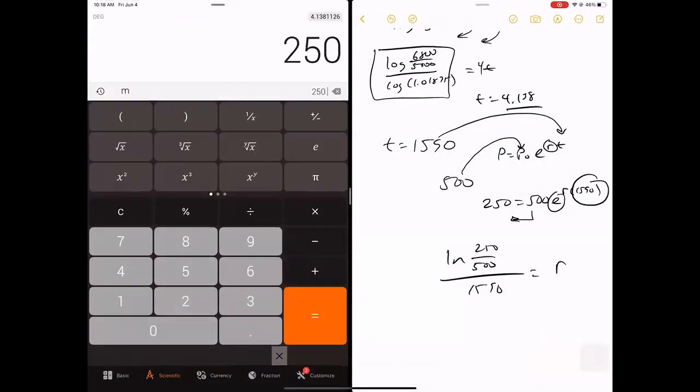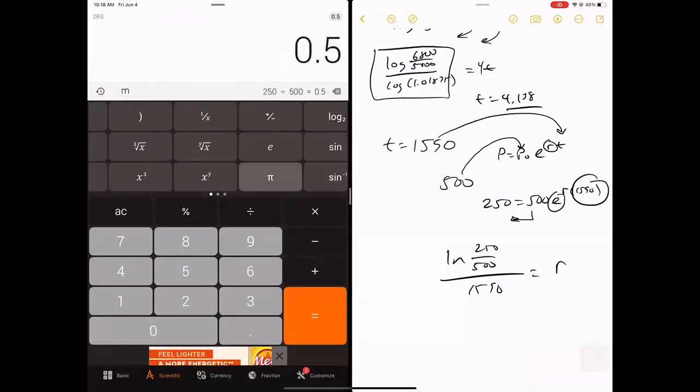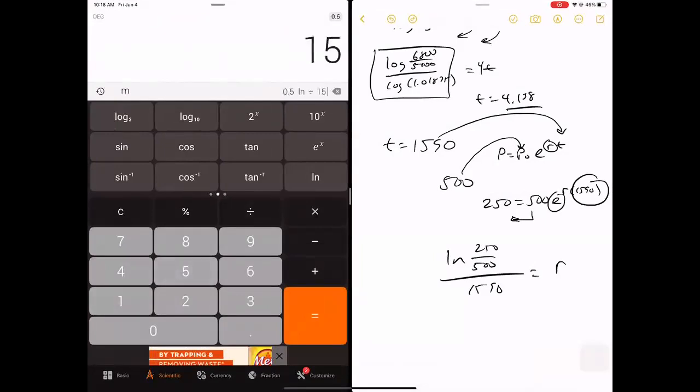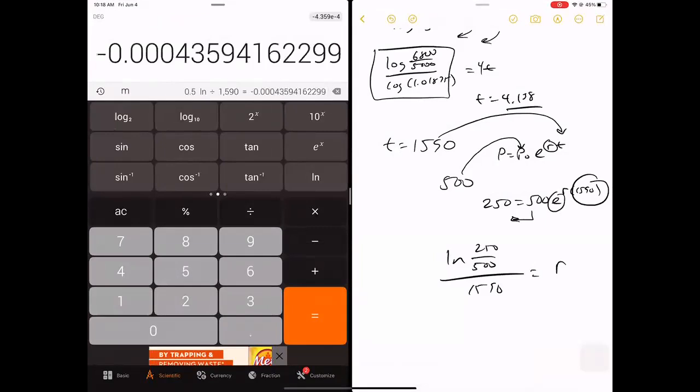So 250 divided by 500, guess what that is? That's 0.5, right? Natural log this, and then we can divide this number by 1590. So the rate per year is 0.000435. It's a small rate because it took 1,590 years to just cut in half. So that's why it's a really small rate.